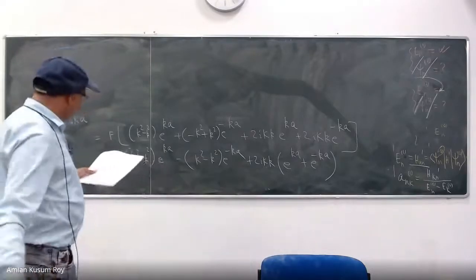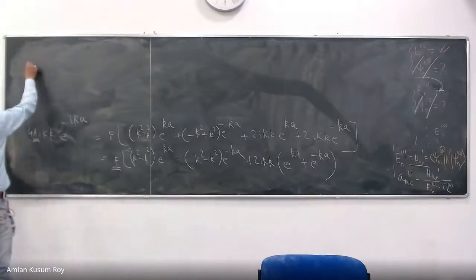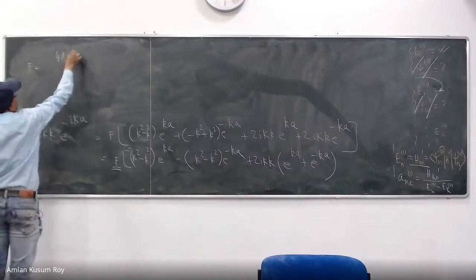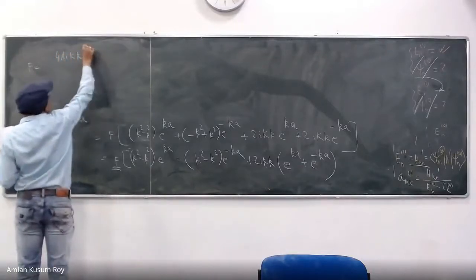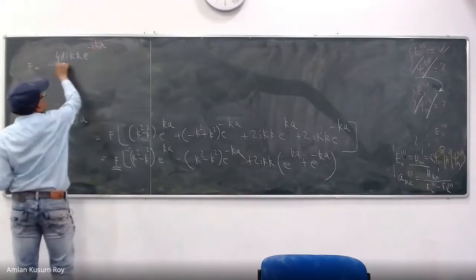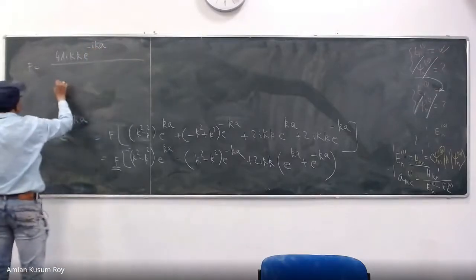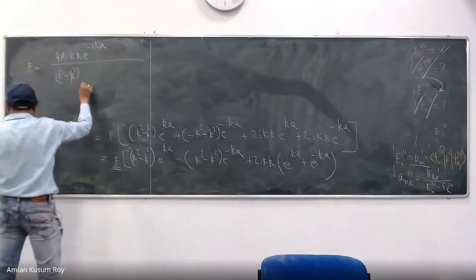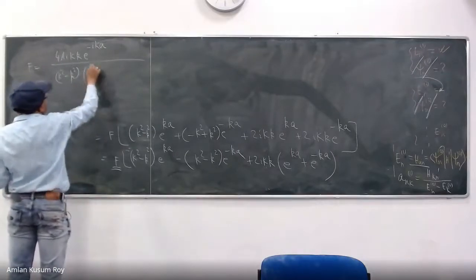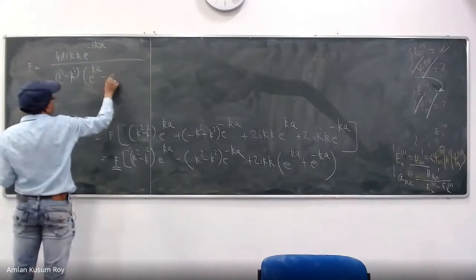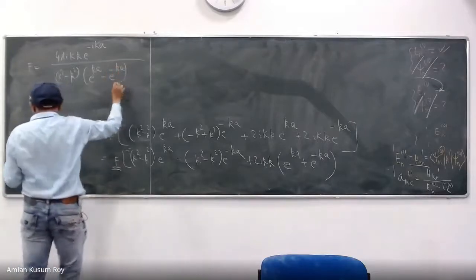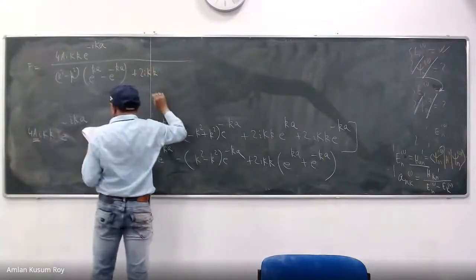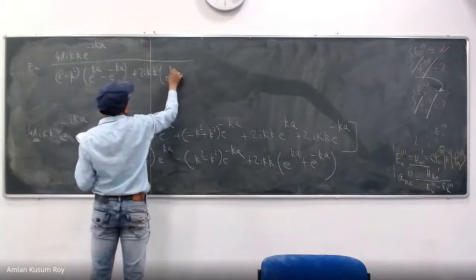Okay, so I can write F is equal to eventually, F is equal to 4A i k kappa e to the power minus ika over k square minus kappa square, e to the power kappa a minus e to the power minus kappa a plus twice i k kappa e to the power kappa a.